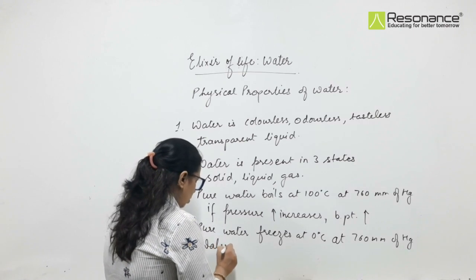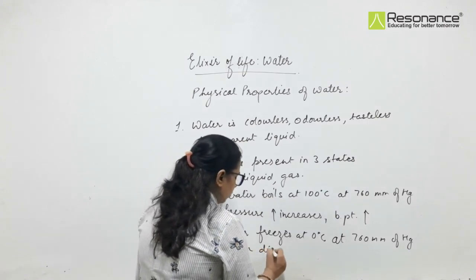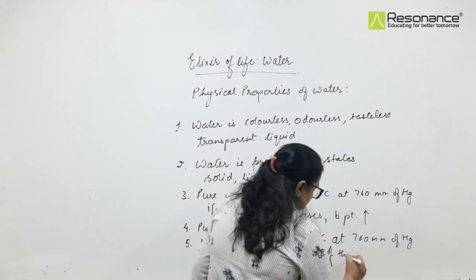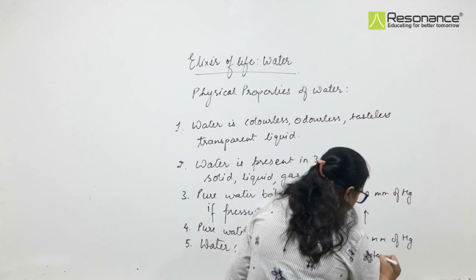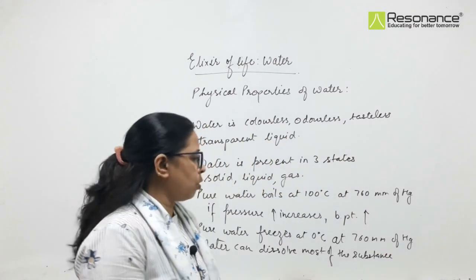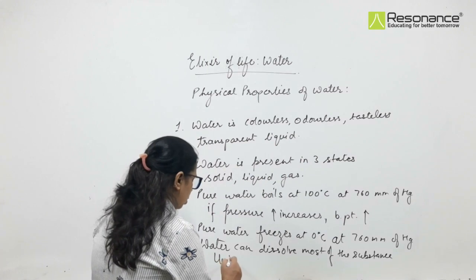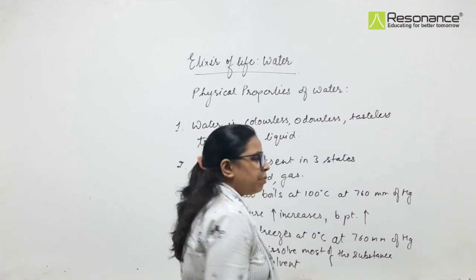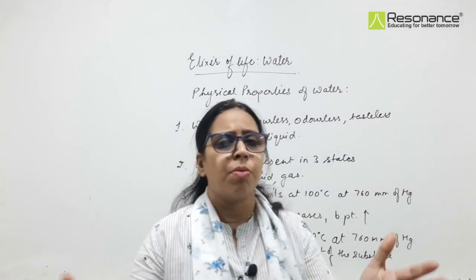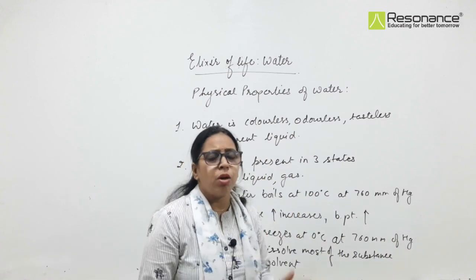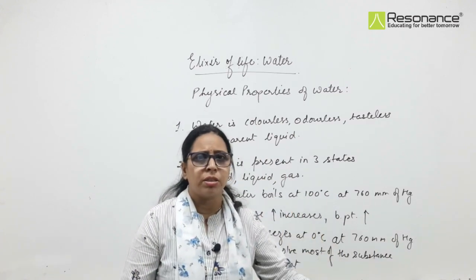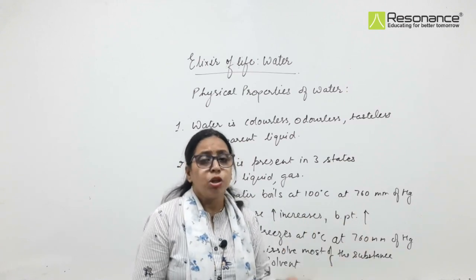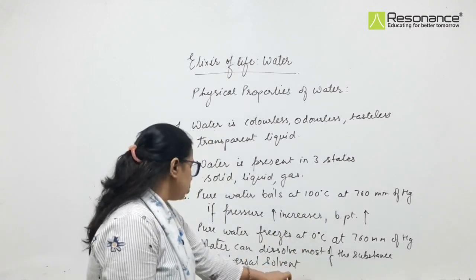Water can dissolve most of the substances, or you can say most of the substances can dissolve in water. So water is also considered as universal solvent, इसीलिए इसको universal solvent भी बोला जाता है. वाटर में बहुत सारी चीज़ें, maximum amount of substance can be soluble or can be dissolved in water. No other liquid has this capacity of dissolving as many number of substances as water can do. So water is known as universal solvent.